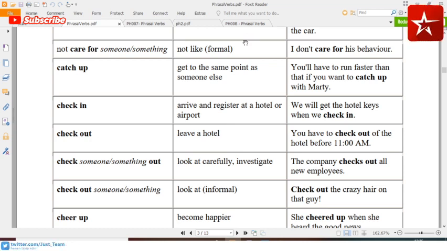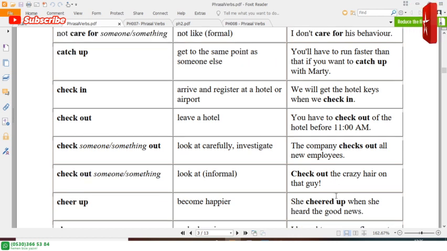Okay, and next one is about check someone or something out. Like look at carefully, it means investigate. The company checks out all new employees. The company checks out, it means looking at carefully, like investigation. Check out someone or something, it means to look at. It has the same meaning. Check out the crazy hair on that guy.